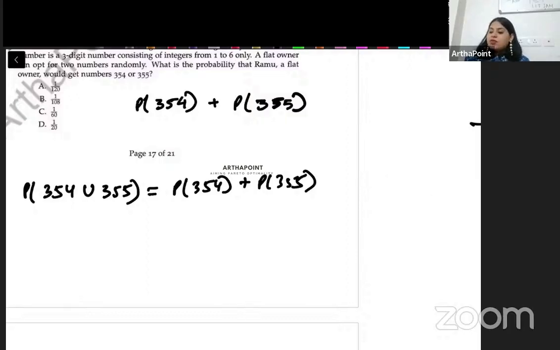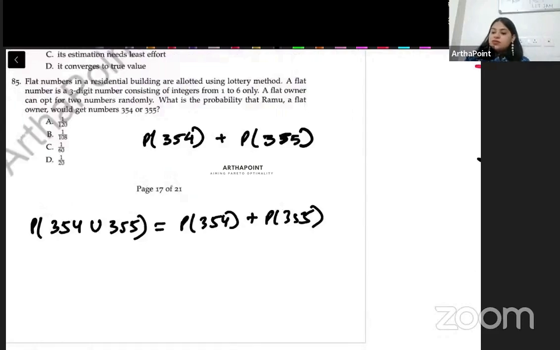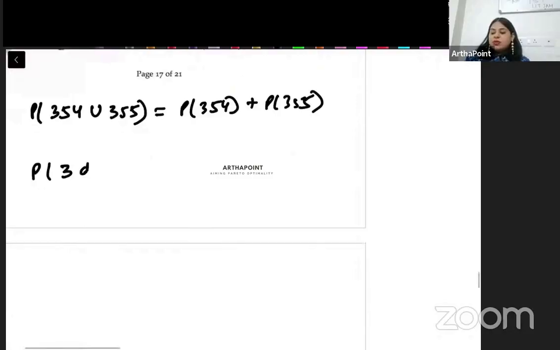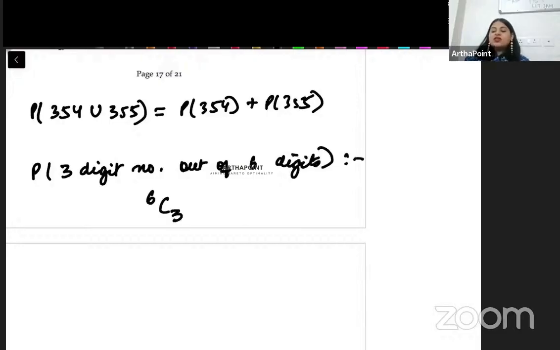Now, beta, just think about it: there are numbers from 1 to 6, and you need to form a 3-digit number out of them. The probability of forming a 3-digit number out of 6 digits will be that out of 6, I need to select any 3 digits. So this will be 6 factorial upon 3 factorial, 3 factorial. That should be it. Out of 6, I need any 3 digits.